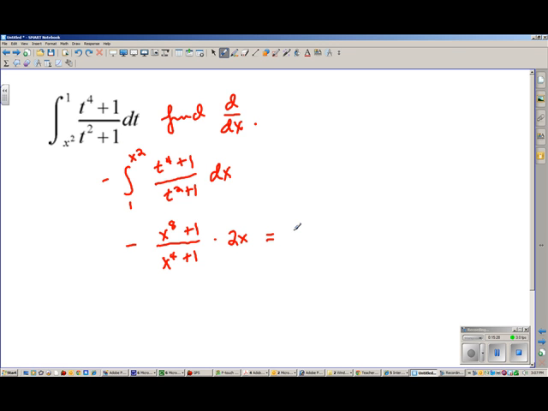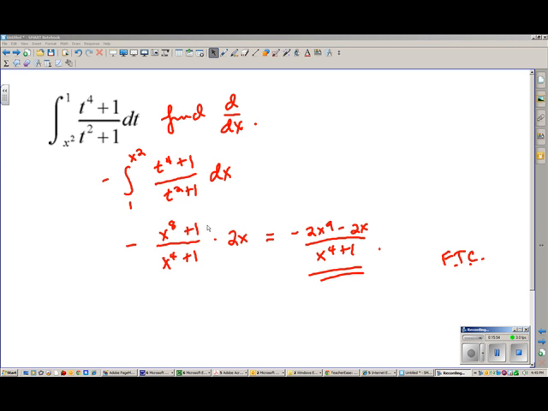try it one more time. Minus 2x to the ninth minus 2x divided by x to the fourth plus 1. And we are done. That is the derivative of this integral by the FTC. Thank you.